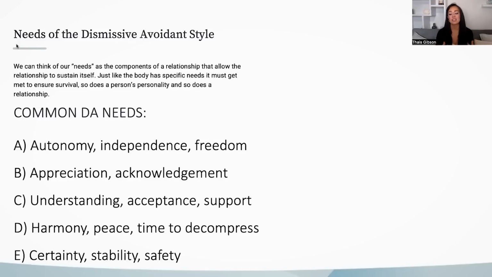So these are the things that they're looking for in terms of their needs, in terms of their partners and who will meet certain needs. And these tend to go a very, very long way for this style. So I hope this makes sense to you. I hope you enjoyed the slides. I hope you enjoyed this video.